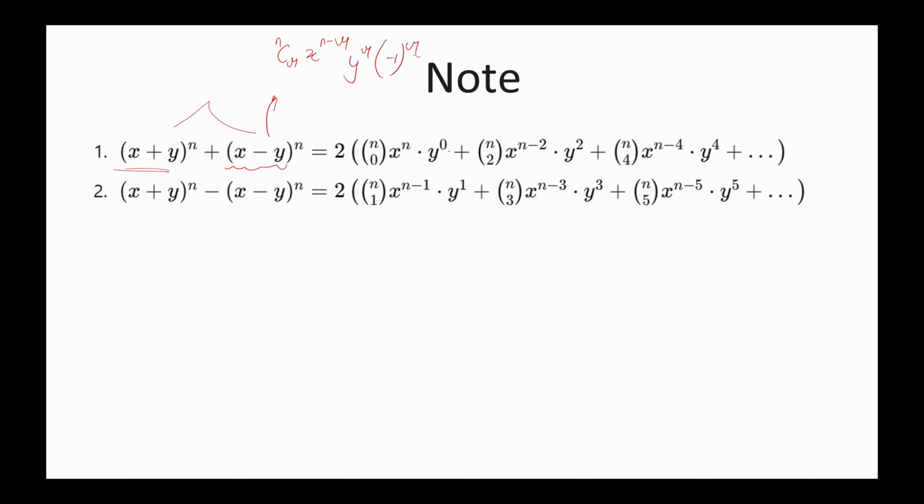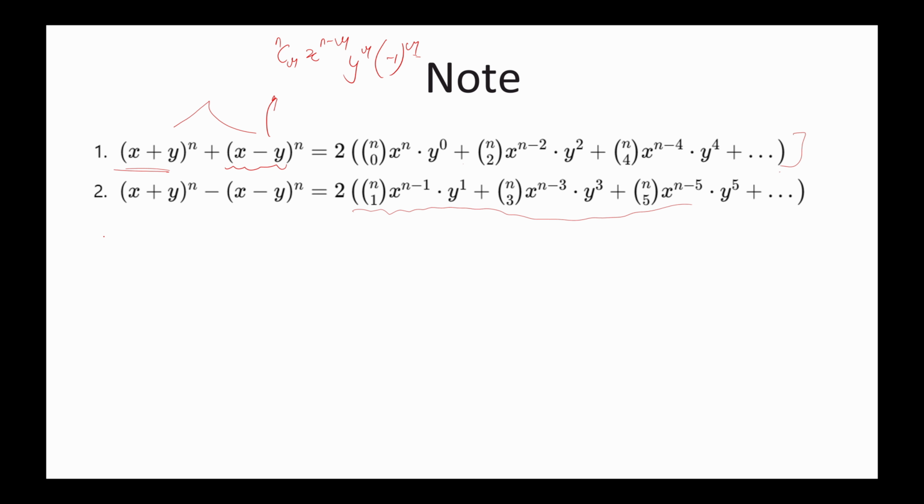And the sum of the rest of the terms would be twice, so it becomes 2 times nC0 x to the power n, and so on. So this is how the sum of the first one is done. And let's say if I was to take the subtraction, that means my negative terms would become positive and it would become twice, and all my positive terms would be removed. So this is how the summation is done.